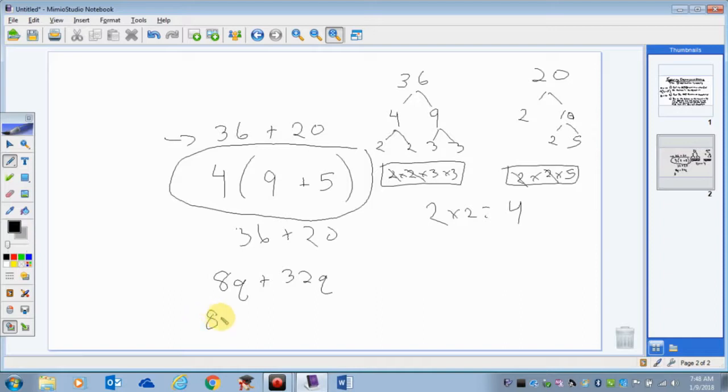So 8 is going to go outside the parentheses, but you have a q here, you have a variable that you have to keep. So this one is going to be just q, plus 8 divided by 32 is 4 with the q. So 4q. So 8 times q, 8q. 8 times 4q is 32q. So this will be the answer here.